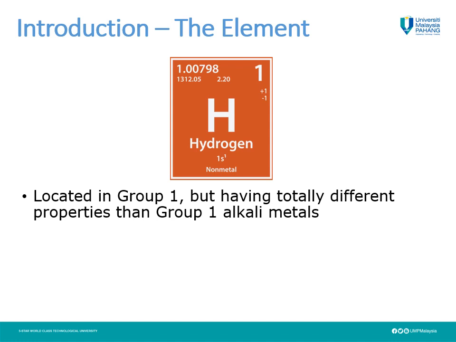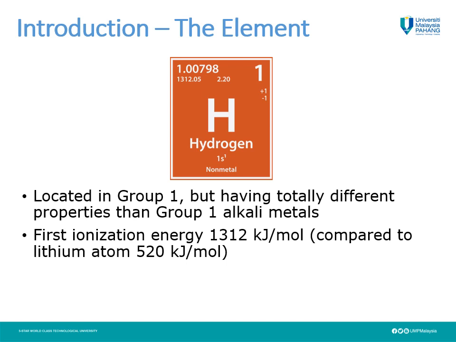If we look at the periodic table, hydrogen is located on top of group 1, but is not attached directly to group 1. Hydrogen has totally different properties compared to the group 1 alkali metals. The first ionization energy of hydrogen is 1312 kilojoule per mole, compared to lithium, which is only 520 kilojoule per mole. The energy required to remove one electron from hydrogen is far greater than for another alkali metal element.